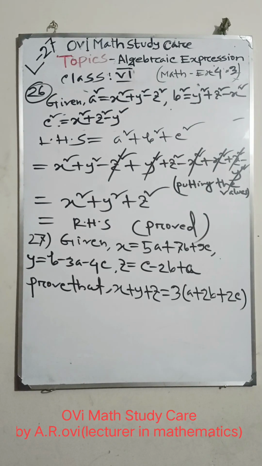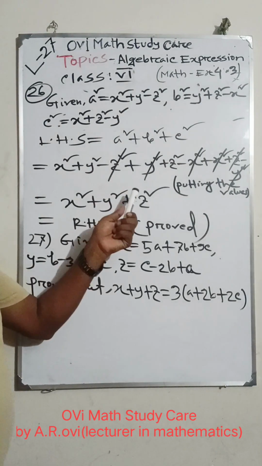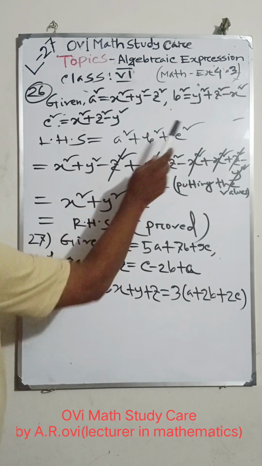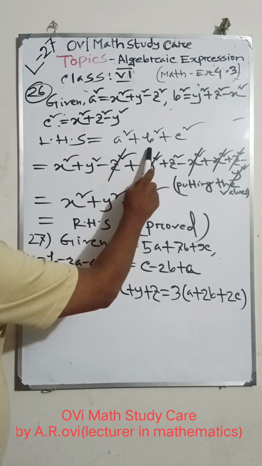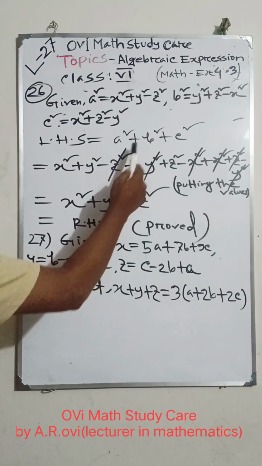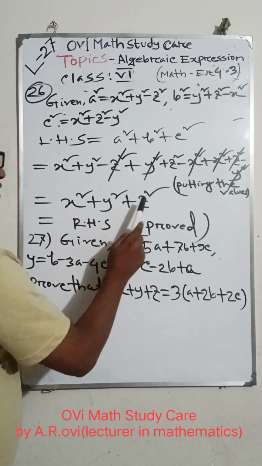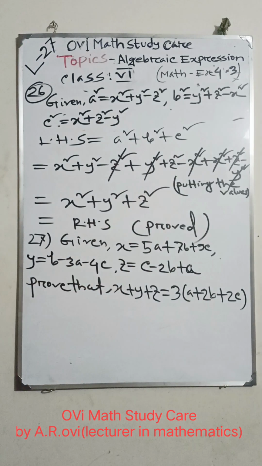Dear students, problem number 26 has been solved. Here, putting the values of a square, b square, c square and cancelling the negative and positive terms, we get x square plus y square plus z square, equal to RHS. This is the proof.